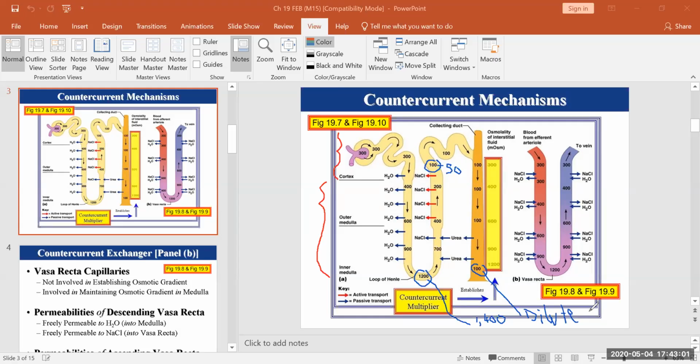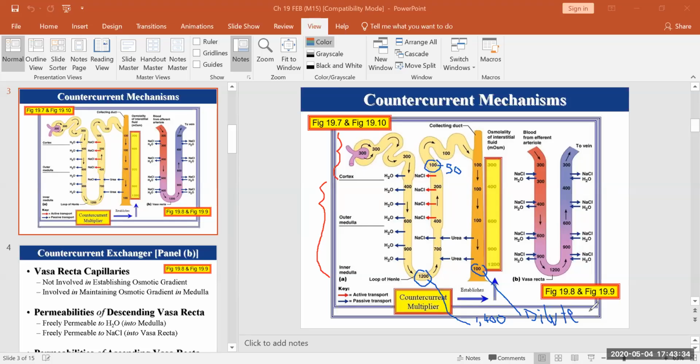So that's the countercurrent mechanism. This is the loop of Henle establishing the osmotic gradient along the renal medulla, right? So the entire thickness, entire region of the medulla, you have a gradient starting from around 300, close to the cortex, and all the way down to the inner medulla at 12 to 1400 milliosmol.